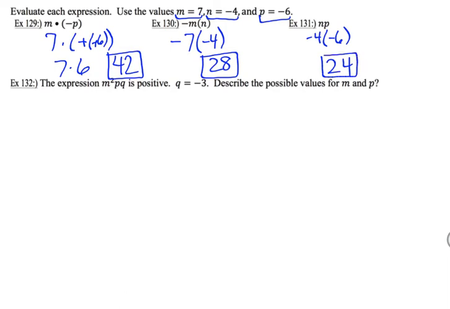Okay, example 132. The expression m squared pq is positive. Q is equal to negative 3. What are the possible values for m and p? Now this question is designed to see if you understand what makes an answer positive and what makes an answer negative. An answer is positive if you have an even number of negatives. And it is negative if you have an odd number of negatives.